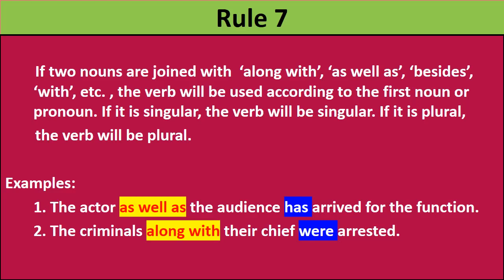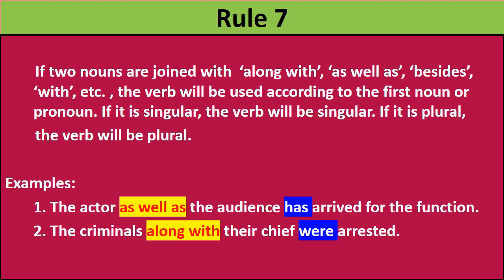Students, I have already shared with you 6 rules in my lecture 1 of subject-verb agreement. Today, I am continuing the same topic. Rule number 7 is, if two subjects are joined with, along with, as well as, besides, with, etc., the verb will be used according to the first noun or pronoun. So if the first noun is singular, the verb will be singular. If it is plural, the verb will also be plural.